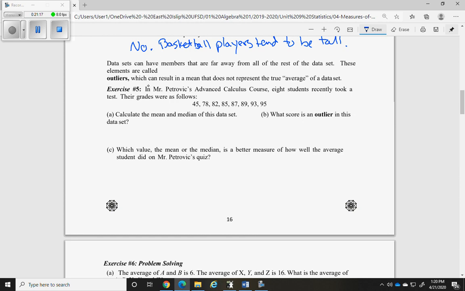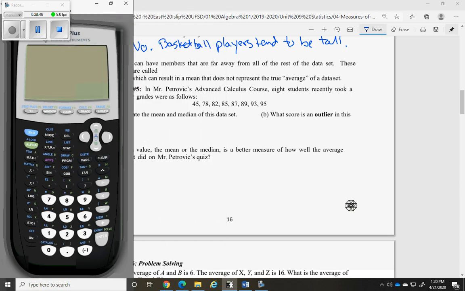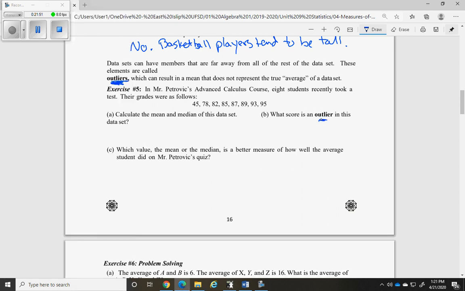So we already talked about outliers when we were doing our box plots. In Mr. Petrovic's advanced calculus course, 8 students recently took a test, and the grades were as follows. Calculate the mean and the median of this set of data. So, I want to enter this into my calculator. I don't want to just add it up and divide because I'm kind of seeing what's coming next. In part B, they're asking what scores an outlier.